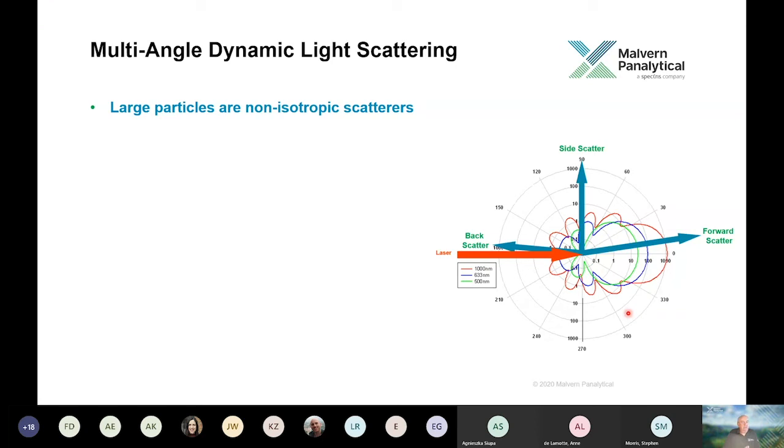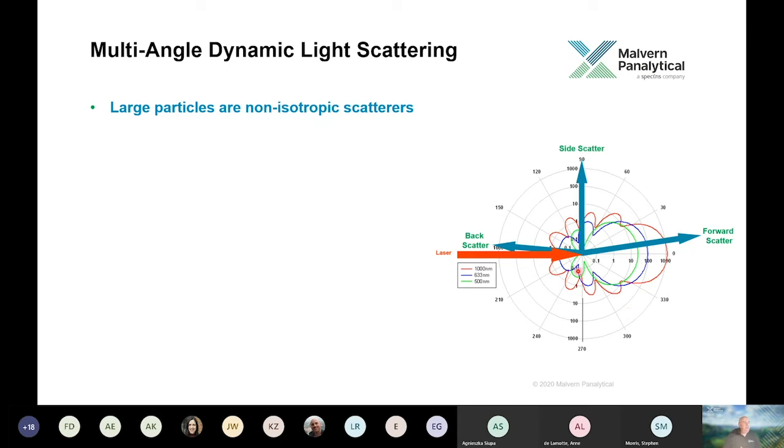In the Ultra, it's a 10 milliwatt laser, and I would suspect in your Nano, it's a 4 milliwatt laser, so slightly more powerful in the Ultra. If we're dealing with larger particles, the scattered light they produce is angular dependent, or what we call non-isotropic. So if we measured something much smaller, such as an AAV, that is an isotropic scatterer. The amount of light it scatters as a function of angle is exactly the same. However, if we get to these larger sizes, we get angular dependence.